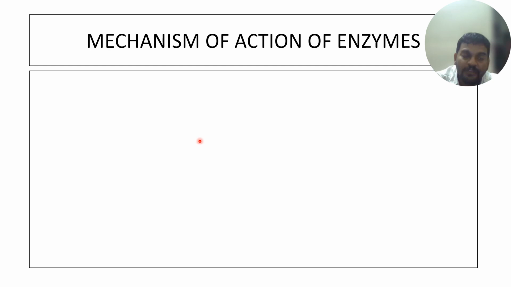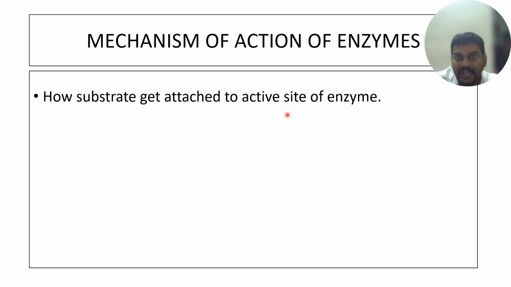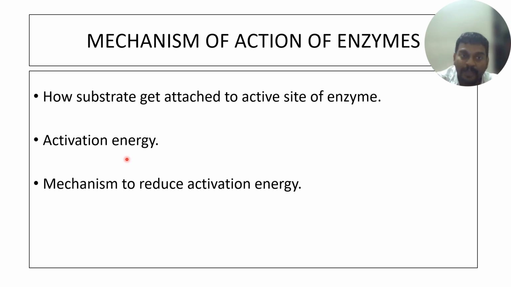So the first point we expect is you should write down how a substrate gets attached to the enzyme, that is how the substrate gets attached to the enzyme to form enzyme substrate complex. First point. Second, what is meant by activation energy? Okay. Third, how enzyme is going to reduce the activation energy. What are the mechanisms by which enzyme is going to reduce the activation energy? So these are the 3 points which we expect you to write when the question is asked as mechanism of action of enzyme. Okay, let's see one by one.